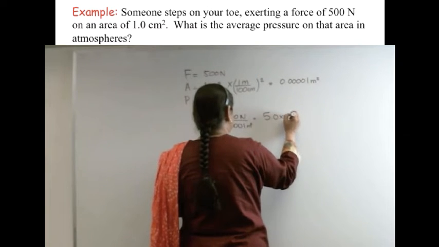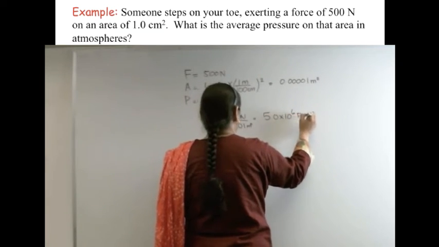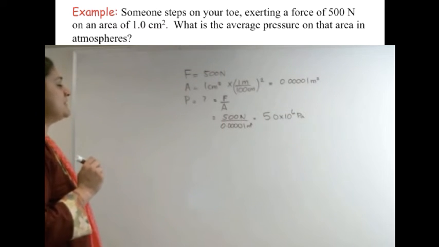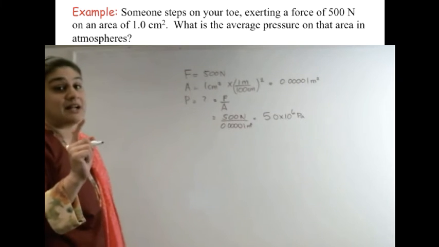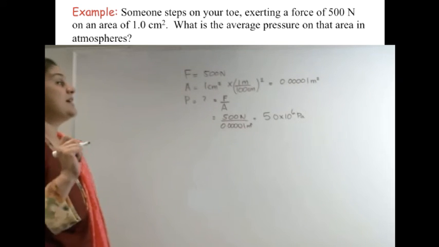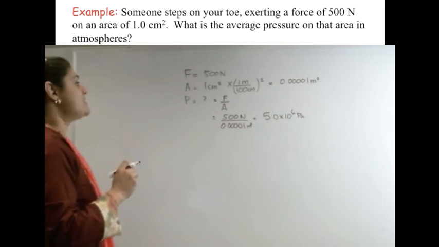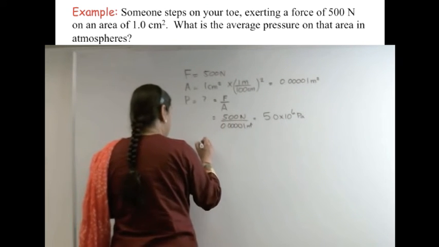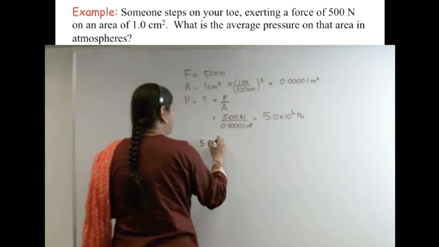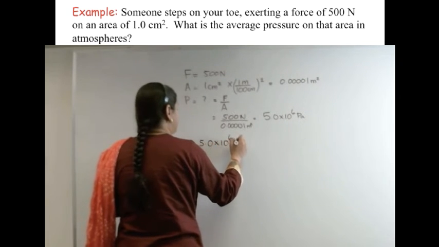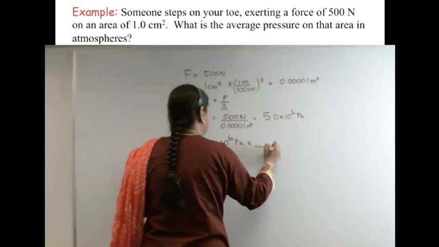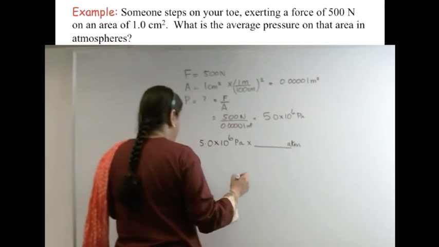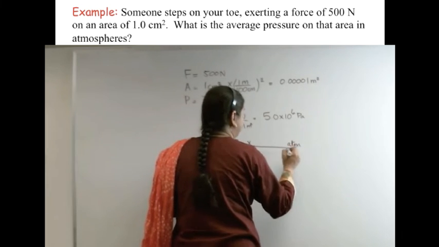My answer comes out to be 5.0 times 10 to the 6 pascals. That's a huge number of newtons per meter squared. But it asks what the pressure exerted on that area is in atmospheres. So how do I go from pascals to atmospheres? I take 5.0 times 10 to the 6 pascals times a conversion factor where atmospheres remain at the end and pascals are at the bottom.